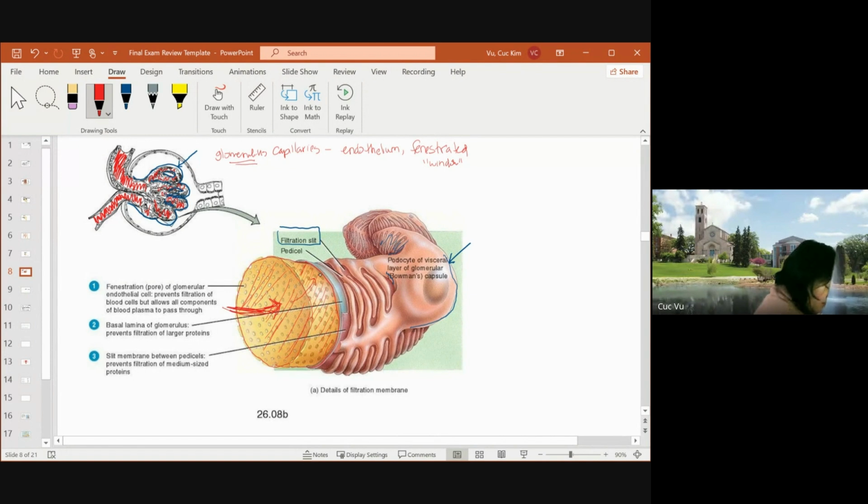It's going to go out. It's going to pass through the basement membrane, and then it's going to exit out through these filtration slits and make its way into the glomerular capsule itself. From the glomerular capsule, it's going to travel to the proximal convoluted tubule. Does that make sense?